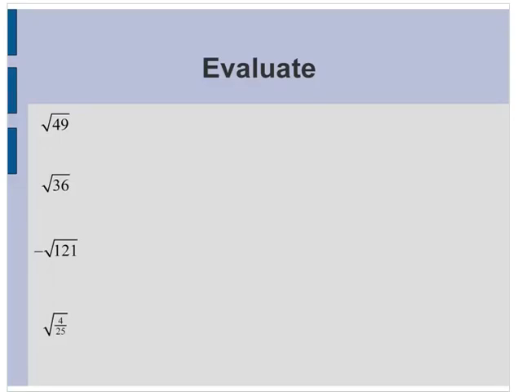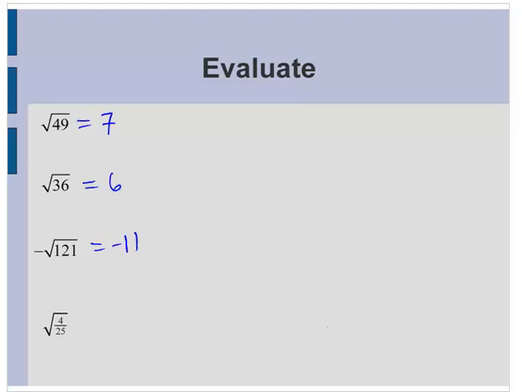Alright, I'd like for you to pause and try the first 3 examples on this page on your own. The principal square root of 49 is 7. The principal square root of 36 is 6. The square root of 121 is 11, changing its sign, negative 11.